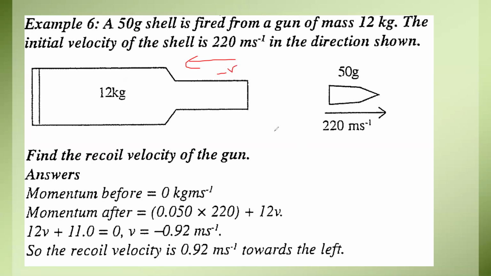What will the final momentum be? It will be 0.05 times 220 plus 12 times negative v, which means minus 12 v. Why? Because if we consider the gun moving backwards, from the beginning we have to take negative v. Otherwise just take the same direction, and if you get a negative answer, it means it is moving in the opposite direction.